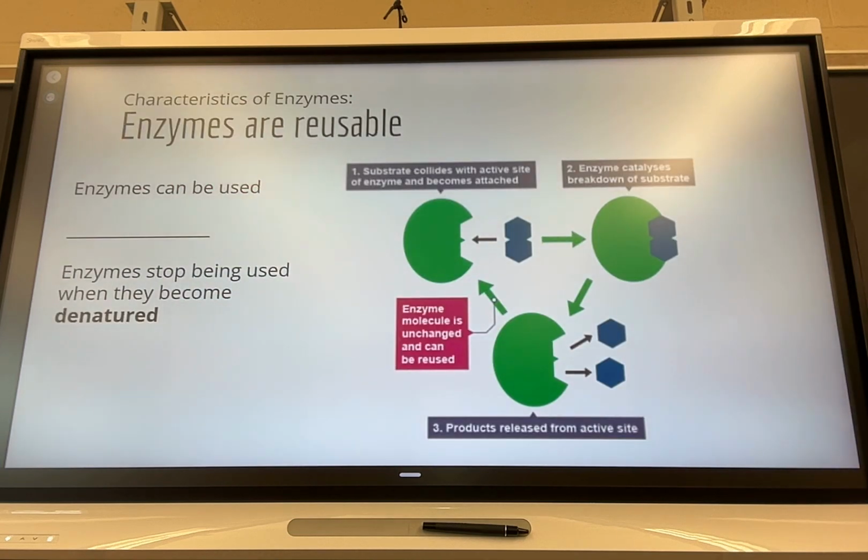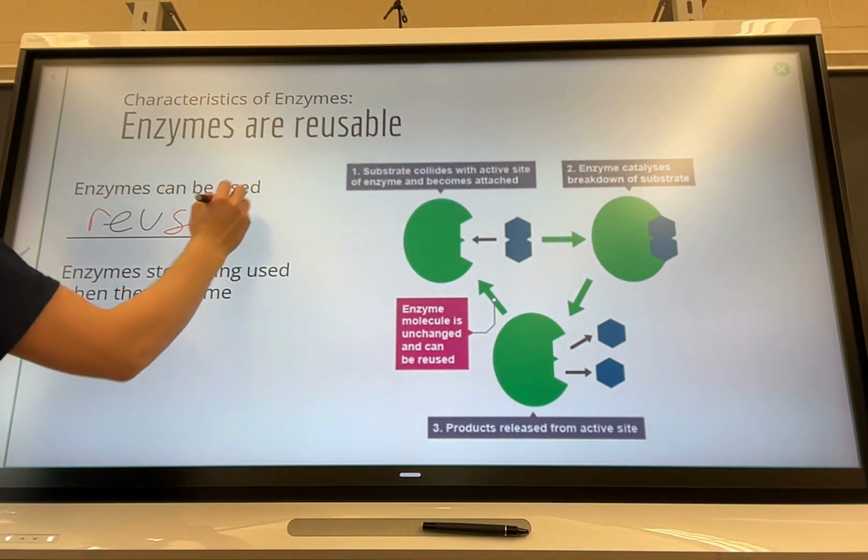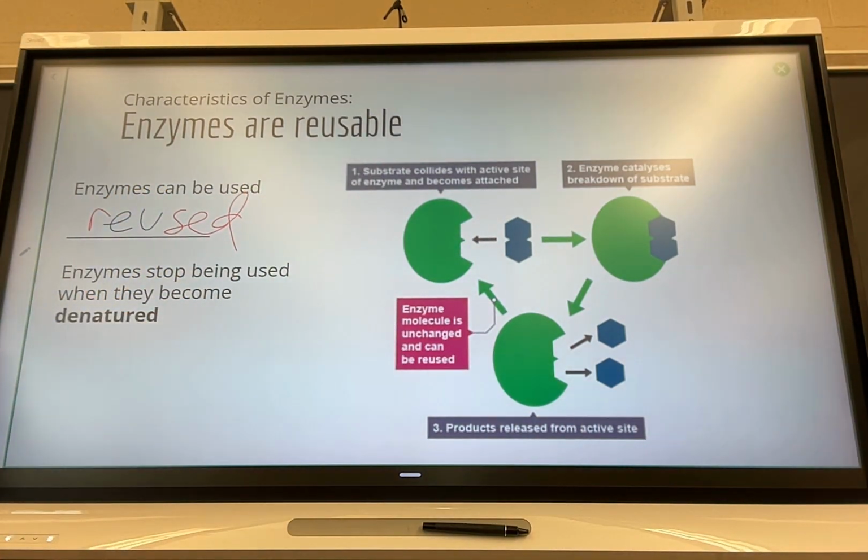The other thing about enzymes is that they are reusable. Like I said, enzymes don't actually play a part in the reaction. They are here to facilitate, to help the reaction along. So enzymes are reused over and over and over again. Enzymes can actually be used thousands of times to catalyze thousands of different reactions.